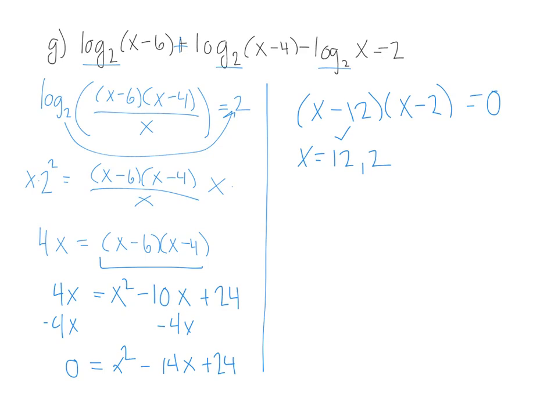Now let's look at the 2. 2 minus 6 is negative 4. Right there, we do not have a solution, so my final answer is only that x is equal to 12. Now, it is possible that both solutions could work. It is possible that only one solution could work, and it is even possible that neither one of the solutions can work. So it is important to check both solutions.